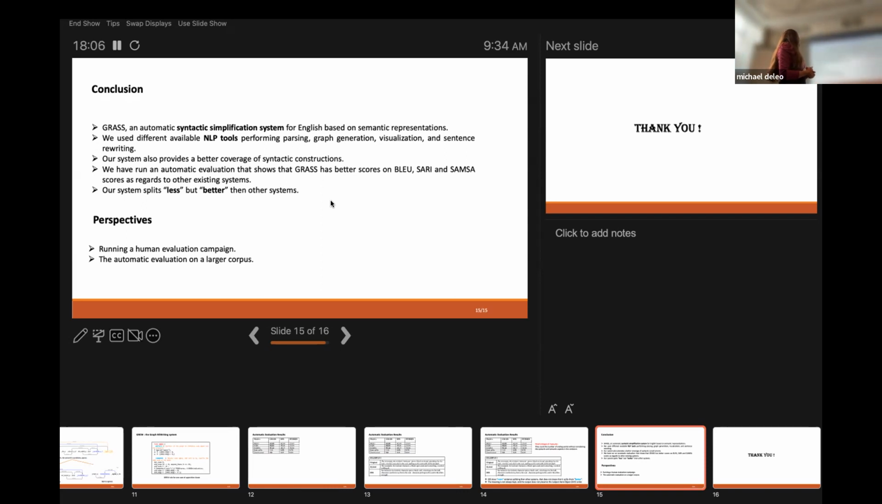One of our perspectives: we are running right now a human evaluation in order to evaluate if the sentences are grammatical, if the meaning is preserved, and if the output is really simple or not. And we will do the evaluation on a larger corpus, because we worked on just 360 sentences and it's not enough, so we need to do it on a larger corpus. Thank you.